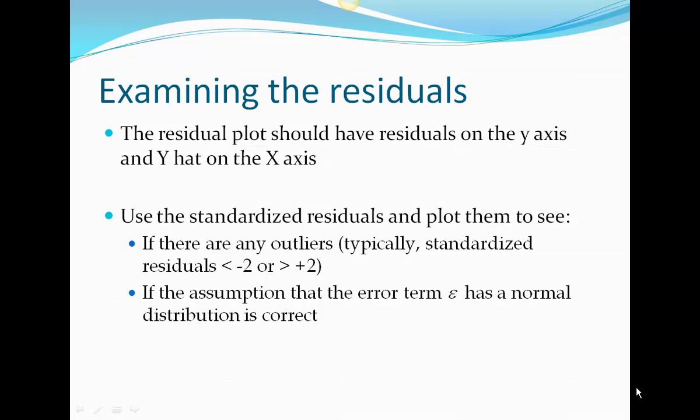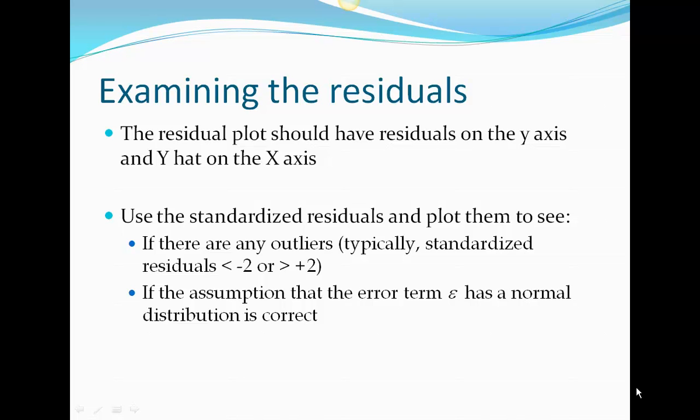In order to do this, we will plot the residuals on the y-axis and y hat, the predicted value of y, on the x-axis. So we will be able to see the differences between what we predict and what is our error term. And what we hope is that we don't see any real pattern in this. We should see the average clumped around 0.